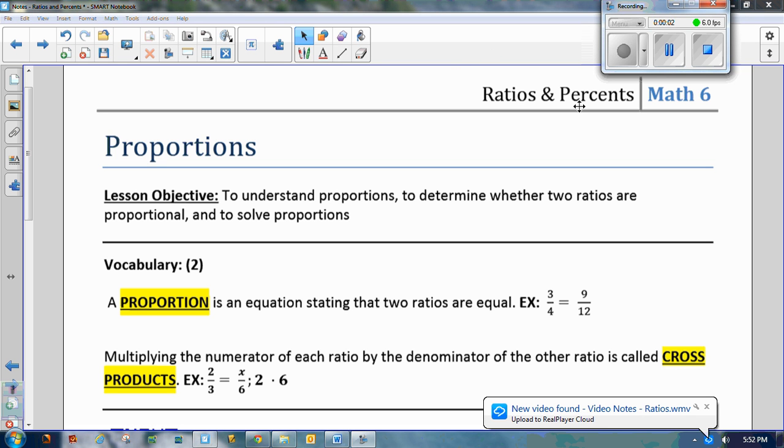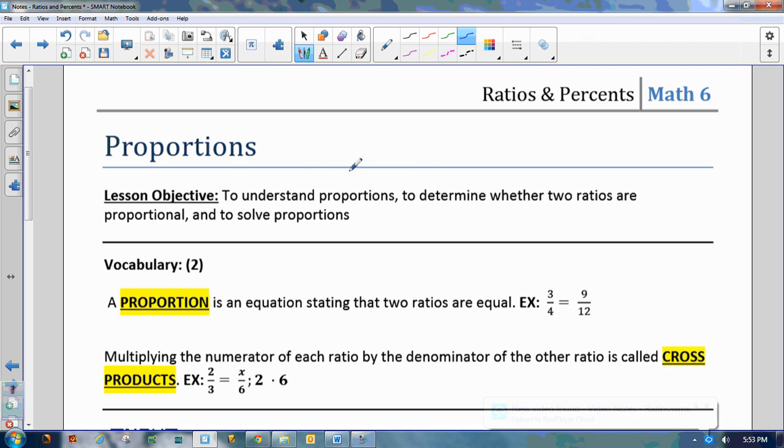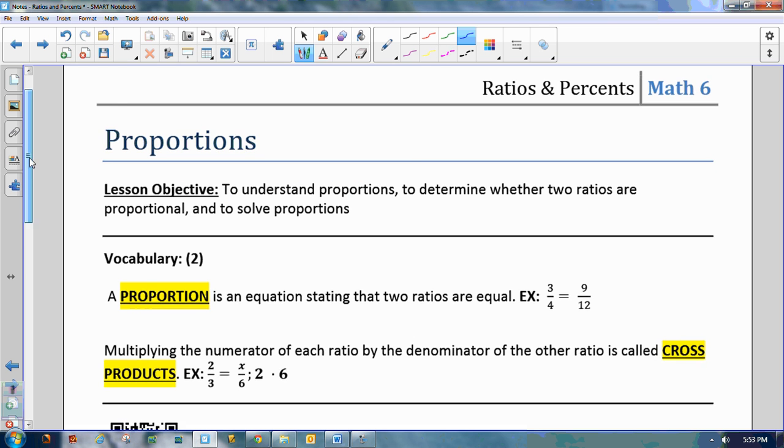This is Unit 5, Ratios and Percents, Lesson 2, Proportions. Lesson objective: to understand proportions, to determine whether two ratios are proportional, and to solve proportions.